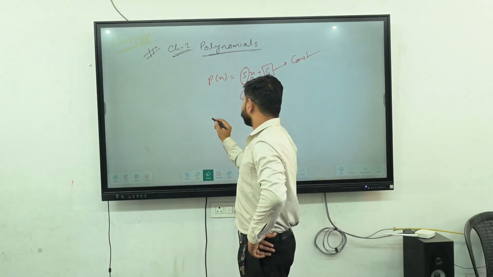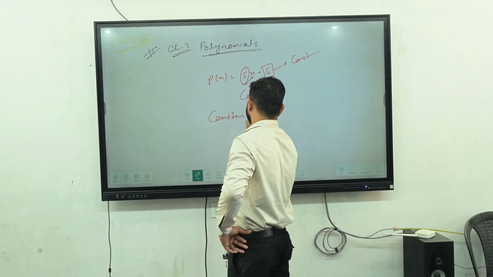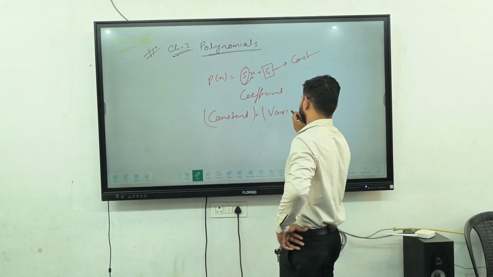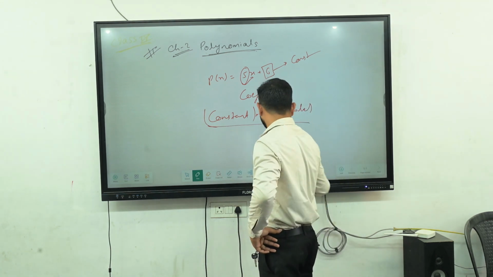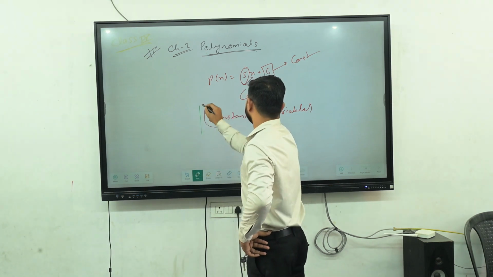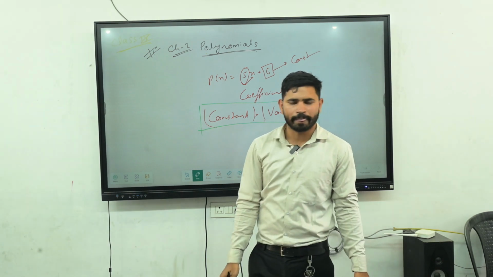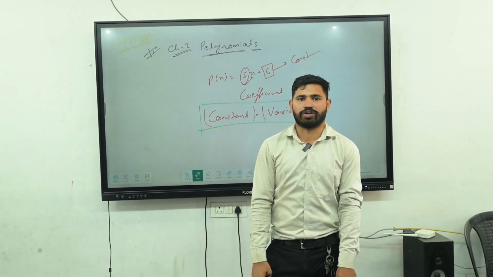So the constant term and constant into variable, these are the terms that we use to make the polynomials. There are so many types of polynomial. First we discuss the terms of polynomials.